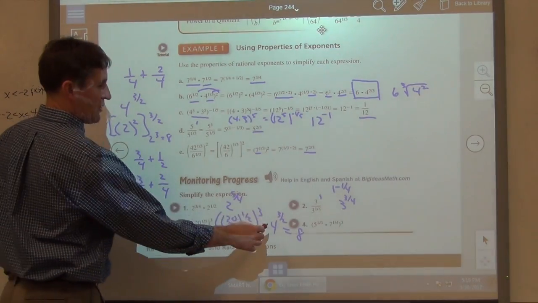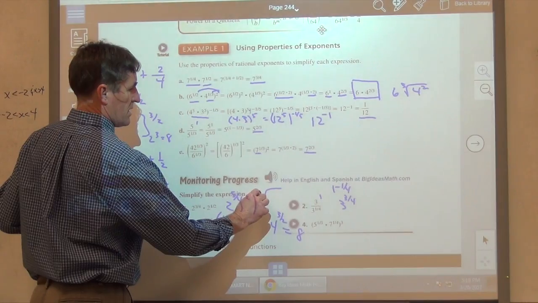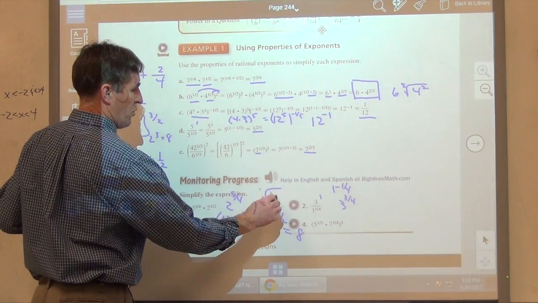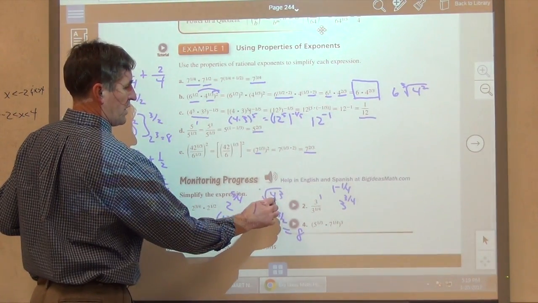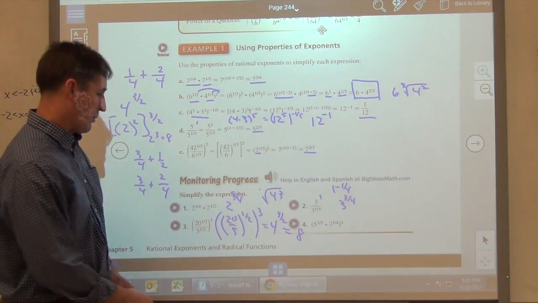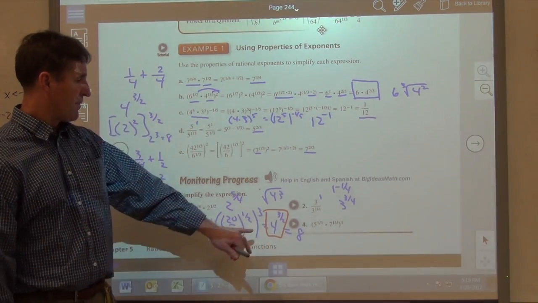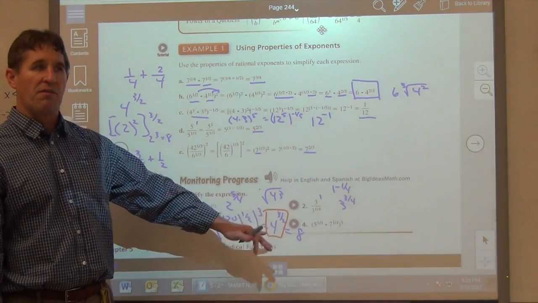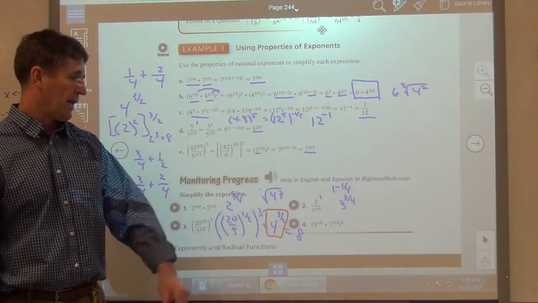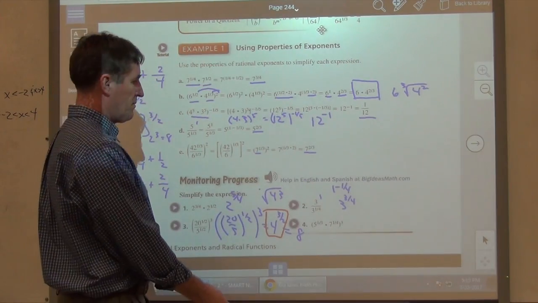Another way to do it would be to write it as the square root of 4 to the 3rd, and the square root of 4 we know is 2, and 2 to the 3rd is 8, and we're done. So I don't know if the book is going to leave it this way. If you have something like that, if you can simplify it further, you might have to get the right answer in the computer.